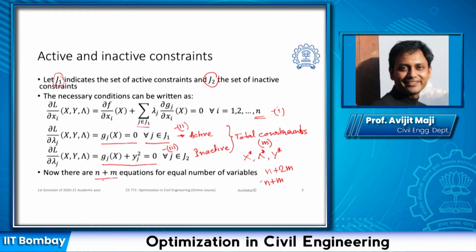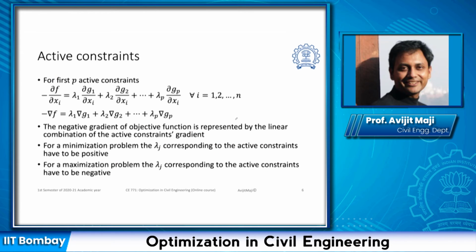Now let us look into how we can solve and what it means. In this case, our primary solution is this number 1 equation, where we are doing the partial derivative of the Lagrange function with respect to the variables one by one. So in this, if we identify that the first p active constraints are represented in such a way that the first equation is satisfied, then we can easily write the equation in this form.